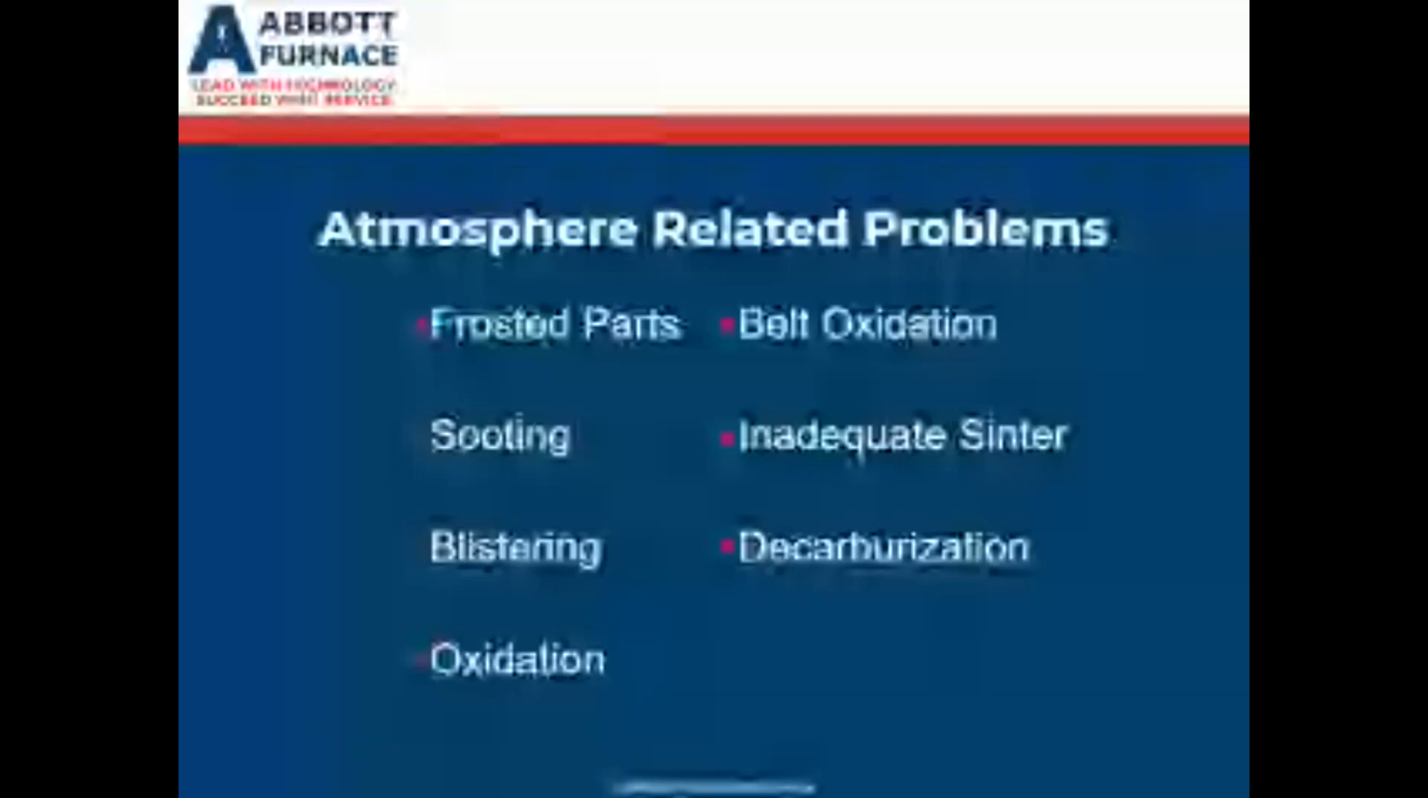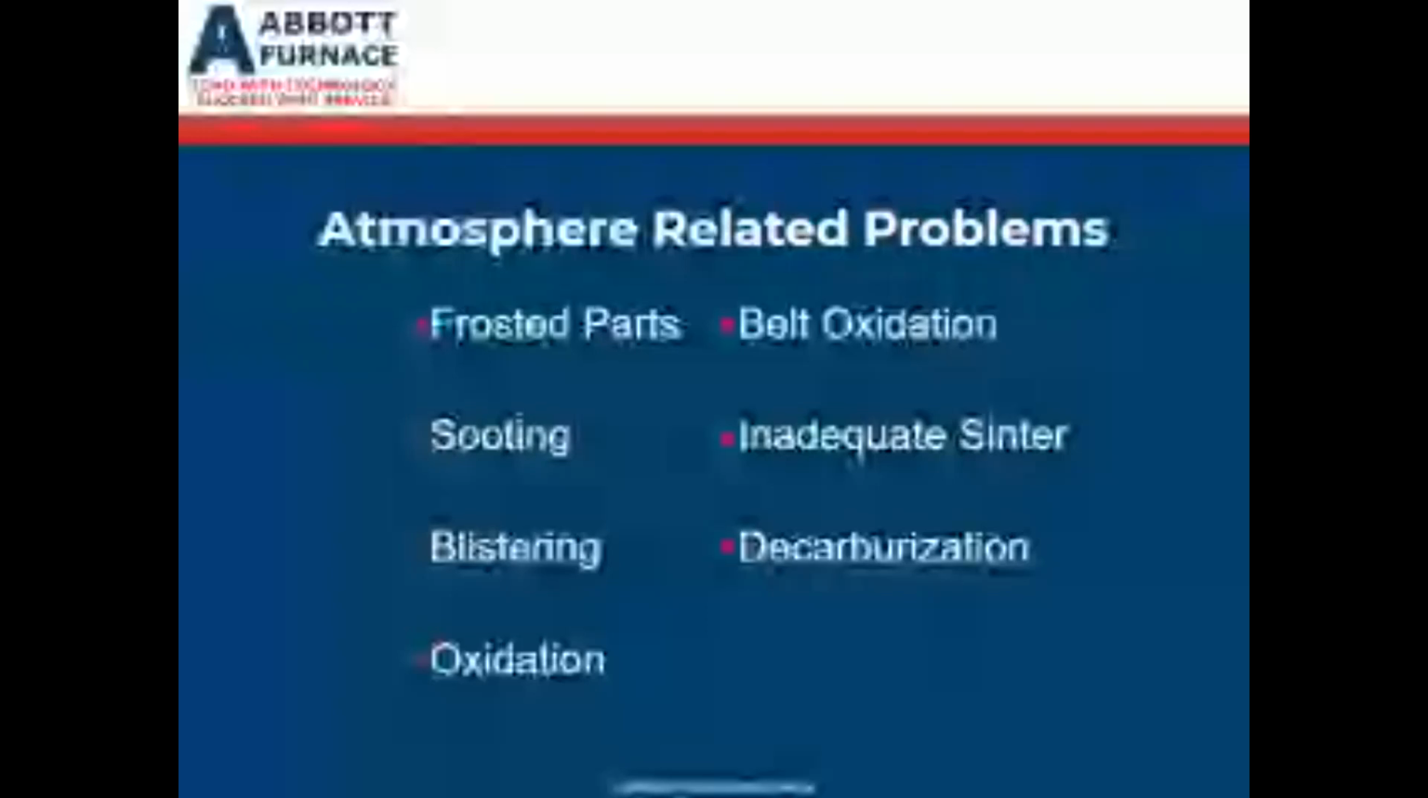The first one there, frosted parts, it would just have a dull look that wouldn't be shiny. That would be occurring up toward the front of the furnace in the preheat zone. If you had a leak there, we talked briefly about adding the water vapor or an oxidant there to react with the lubricant vapors. If you had too high of a dew point in the front of the furnace, you would actually remove the carbon from the parts themselves, and that would give them that frosty look.